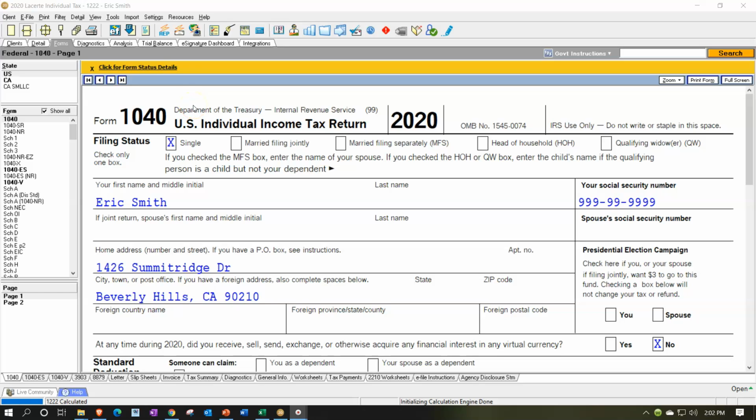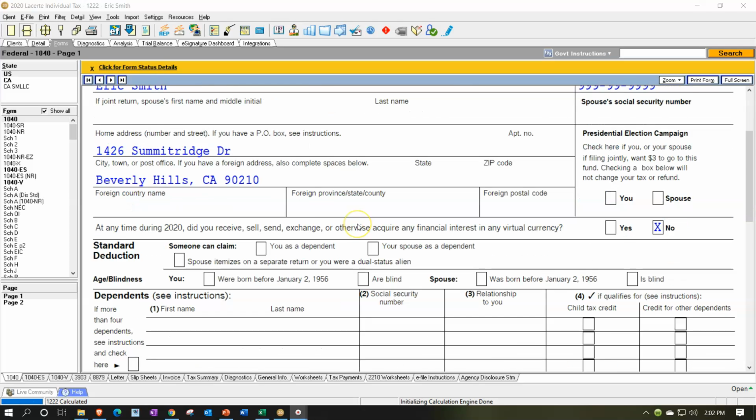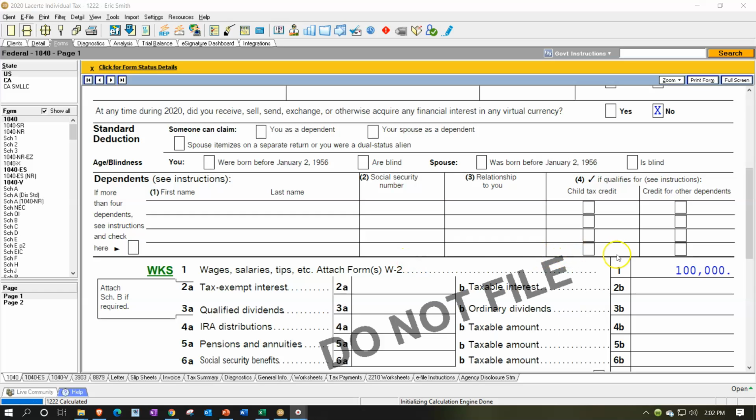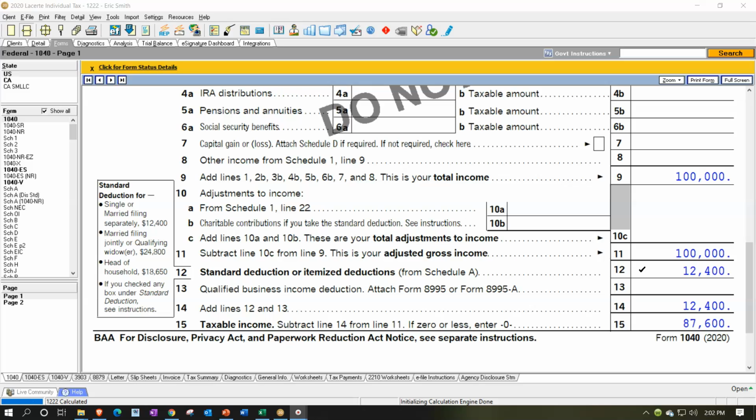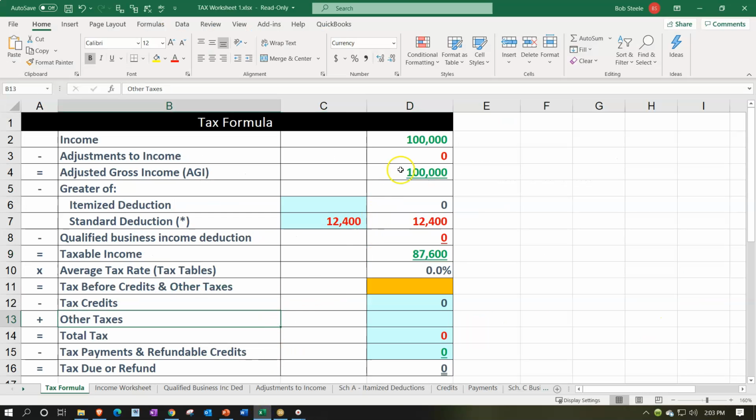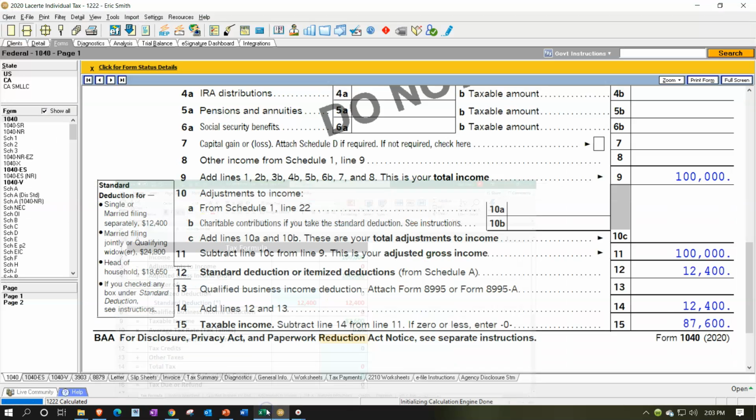We're going to be starting off with our starting point of the single tax filer for Eric Smith, living in Beverly Hills 90210, 100,000 on the W-2 income. Down below we have the standard deduction of the 12,400 to get us at the taxable income of the 87,600. Looking at that from our worksheet here, same kind of thing. 100,000 income, 12,400 standard deduction, bringing us on down to the taxable income, 87,600.